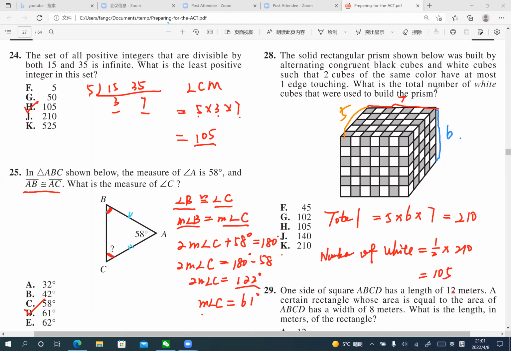So the total number of cubes of this rectangular prism should be equal to 5 times 6 times 7, which is 210. So the number of white cubes should be equal to 1/2 times 210, which is 105. So there are 105 white cubes. We should choose option H.